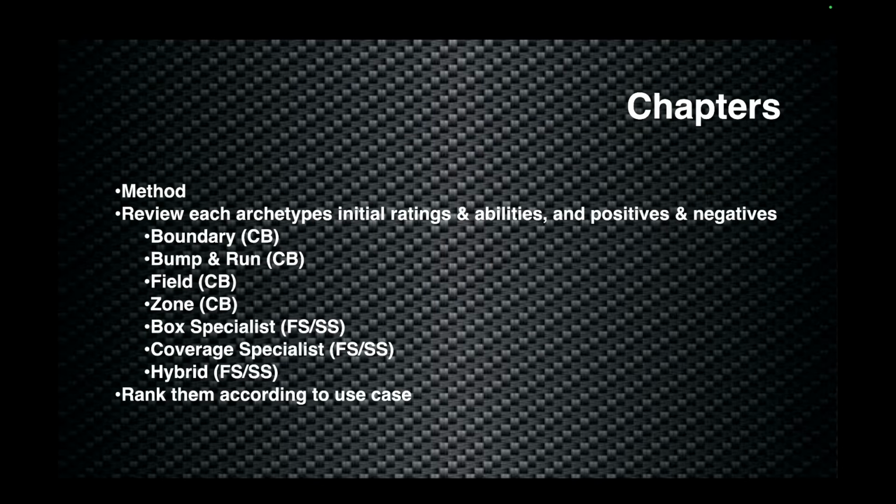All right, so our chapters here, we're going to go through our method, then we're going to review each archetype's initial ratings and abilities and their positives and negatives. We have the boundary corner, the bump and run corner, the field corner, the zone corner, the box specialist, free safety, strong safety, the coverage specialist, free safety, strong safety, and the hybrid free safety and strong safety.